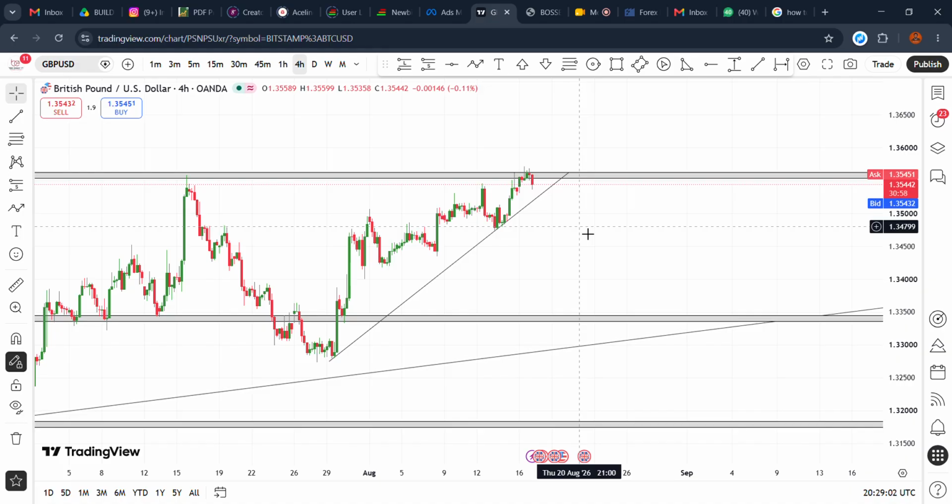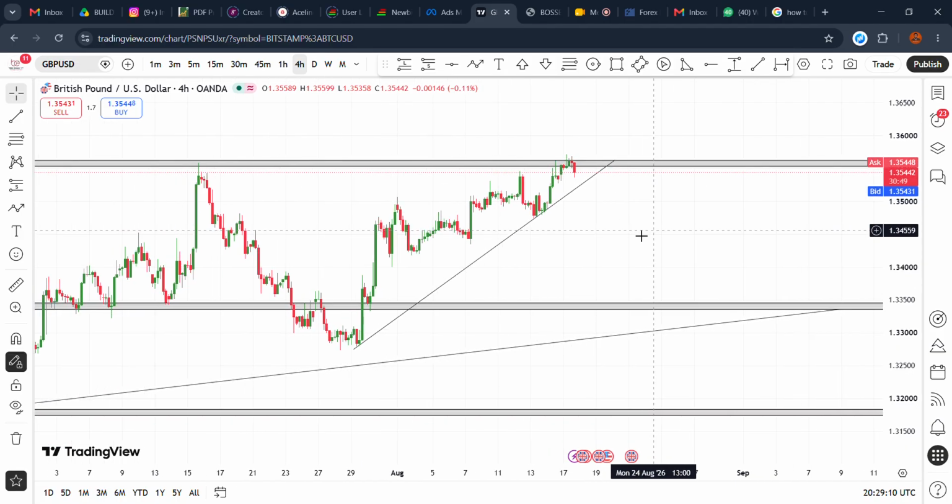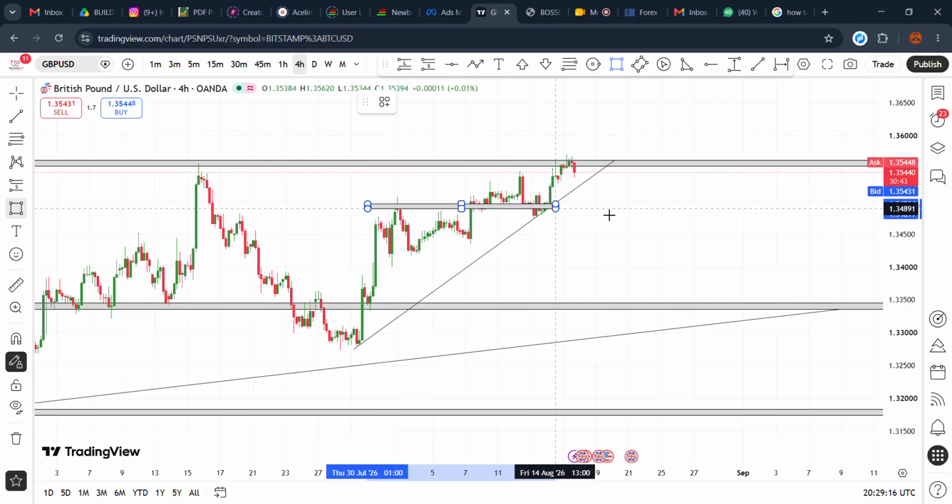On this time frame, you can still spot out some of the support levels and some of the resistance levels. You can just spot out the little ones you can see. So let me just spot out this.